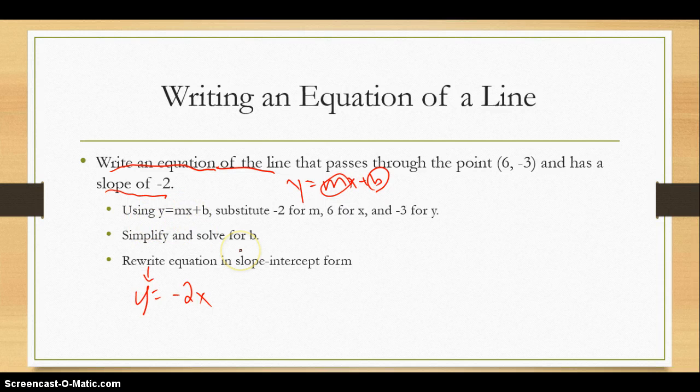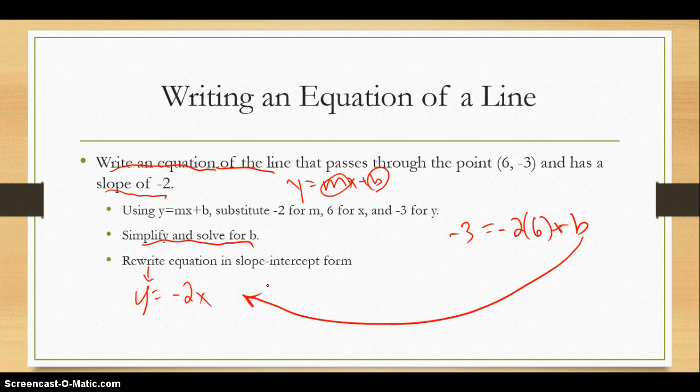Using y equals mx plus b, please substitute -2 in for the m, 6 for the x, and -3 for the y. So we're substituting these pieces in, okay, and then we're going to simplify and solve for b. So you're using the slope that's given to us in the equation and then the point. And you're going to use that to find your b, the intercept, and that's what's going to tell us the last part in our equation right here.